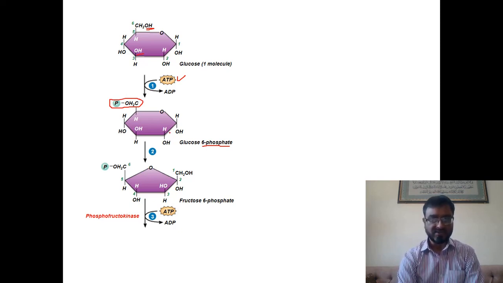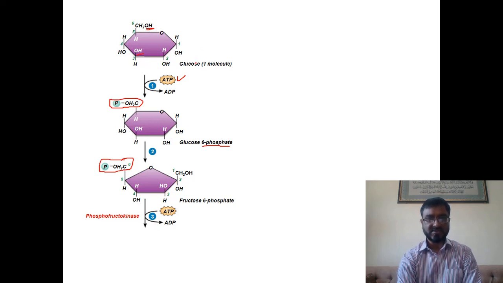So look at this one. This is an isomer. You know that isomers have the same molecular weight but different structure. So this one and this one have the same molecular weight but different structure. This is a pyranose structure, this is a furanose structure. All the molecule is the same except this one, at number 6, right? So the isomerase enzyme is working here.